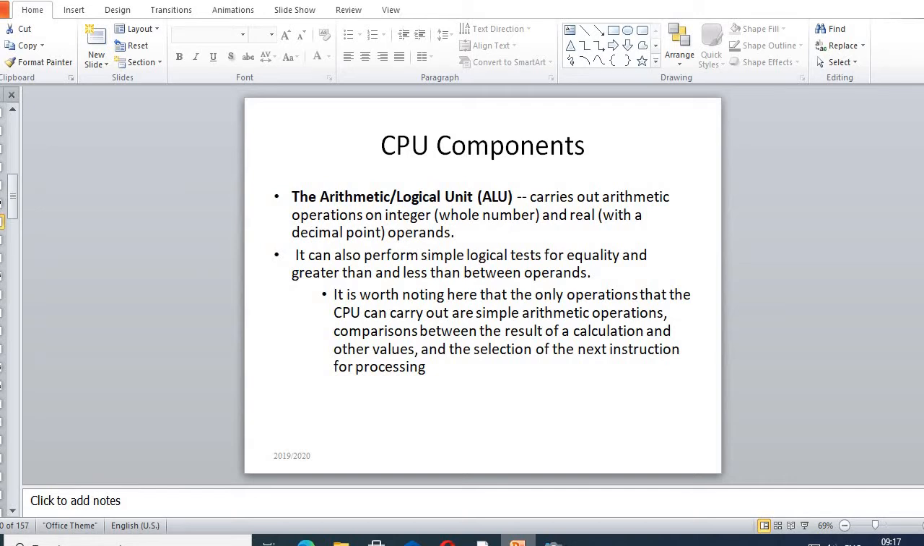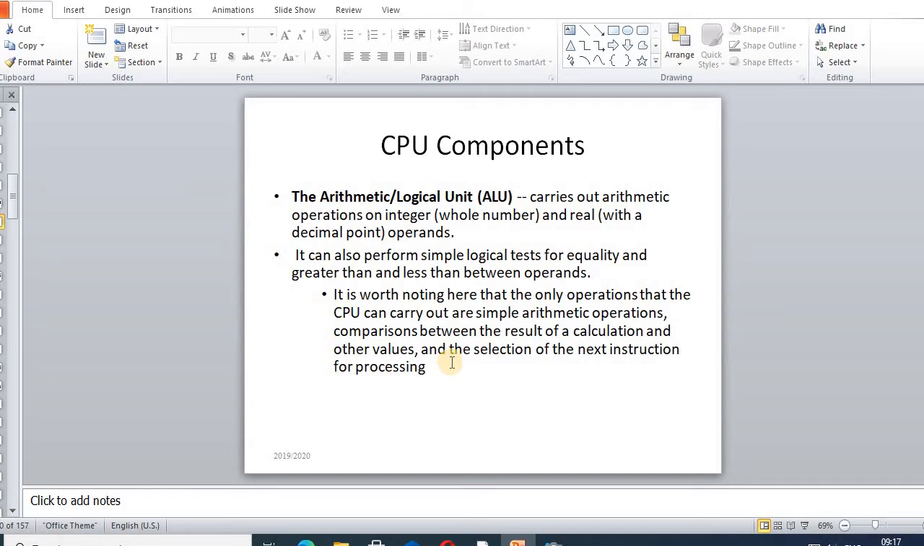It is worth noting here that the only operations that the CPU can carry out are simple arithmetic operations. Are we together? So it can do calculations which are very simple, and anytime you enter anything that you want to calculate, it will immediately give you the answer. The CPU can carry out these and comparisons between the results of the calculations and other values. So it can give you the comparisons.